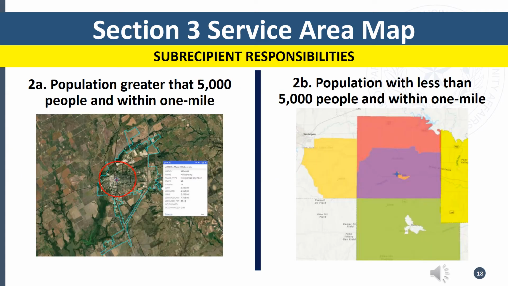Here we've included 2 examples. The example on the left, 2A, is what your service area map will look like if you have a population greater than 5,000 within 1 mile. And on the right, example 2B, that is what your service area map will look like if you do not have at least 5,000 people within the 1 mile radius.